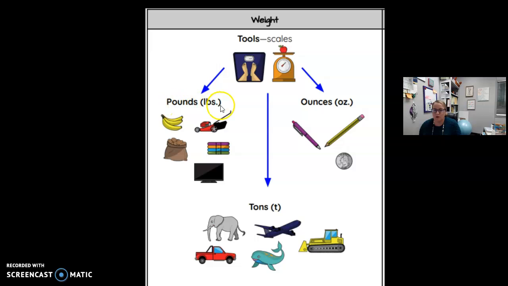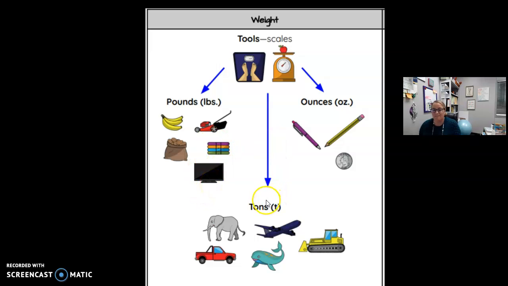The next one we have are pounds. So pounds could be a banana. It depends on how many you have, but if you get a bunch of bananas, you could probably measure it in pounds. Or a lawnmower, or I don't know if this is a sack of potatoes or a sack of rocks, but something with a sack. Then you have some books, and you have a computer or a TV.